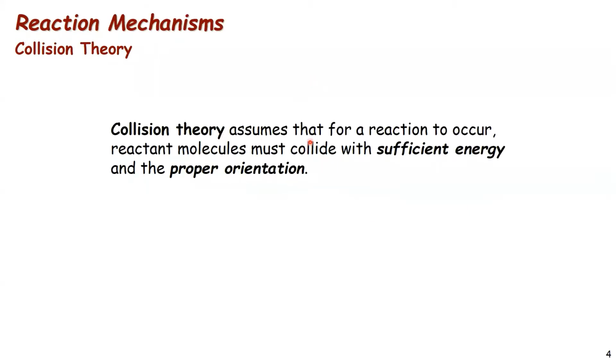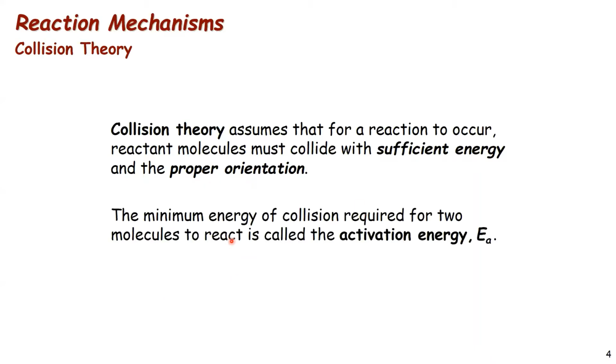Now, collision theory, so that's how we're going to look at the physical nature of these chemical reactions. So collision theory, we're talking about the actual molecular scale, one molecule reacting with another molecule. It assumes that for a reaction to occur, our reactants must collide with sufficient energy. So they have to have enough energy when they collide. And on top of that, they have to be properly oriented. So they have to hit each other with the proper orientation.